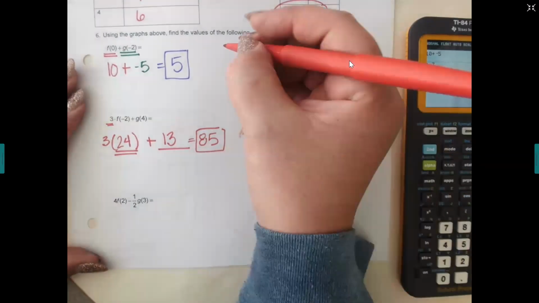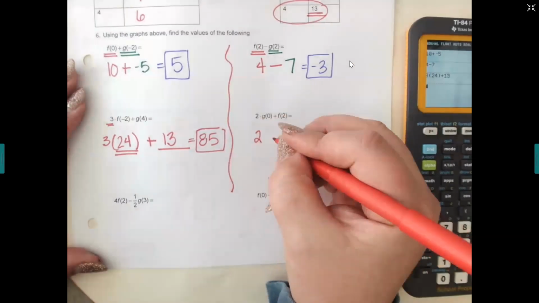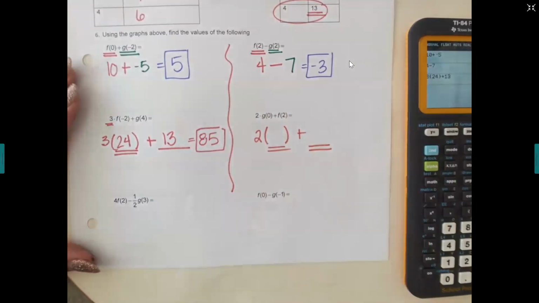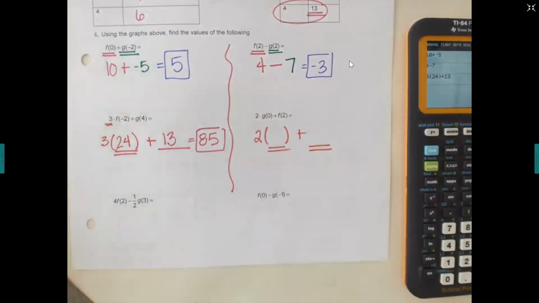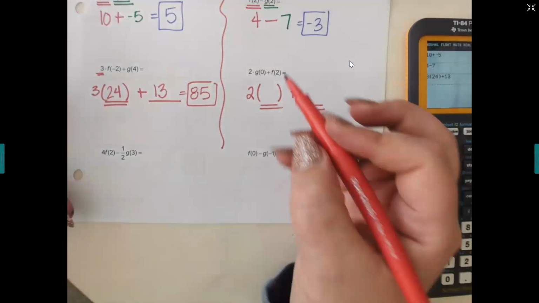Take a look at the next one. Anytime that your 2 is in the front, you're gonna need parentheses. Okay, find G of 0. So for G of 0, am I looking at the first chart or the second chart? If it's a G, the second chart, and then your X is gonna be 0. What is the partner with 0 in the second chart? 1, very good.